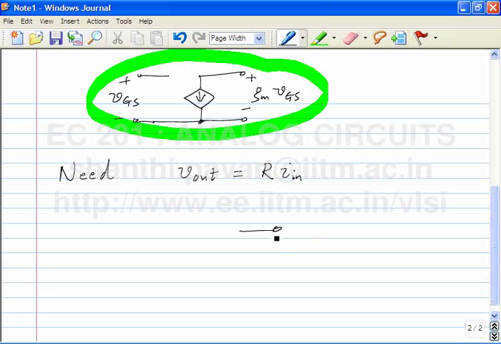So if you had a variable current source, you have the provision of making the potential of a given node go up or down. So let's say this was V out, and we want to make this V out equal to R times I in. So any suggestions on what I can do? One suggestion that your friend there is making is you convert this V out into a current which is equal to V out by R.